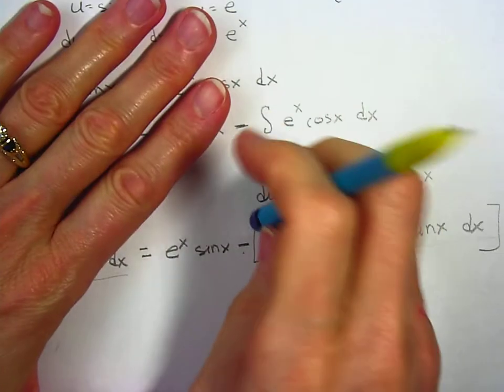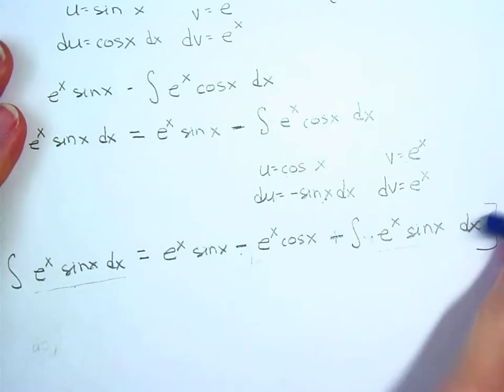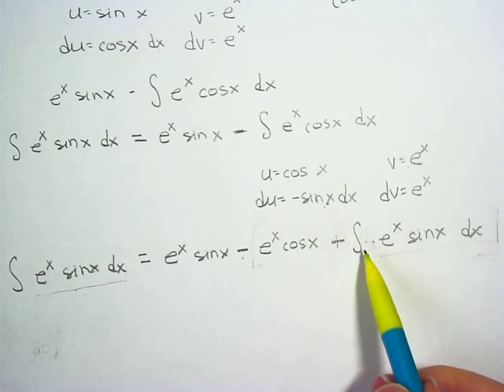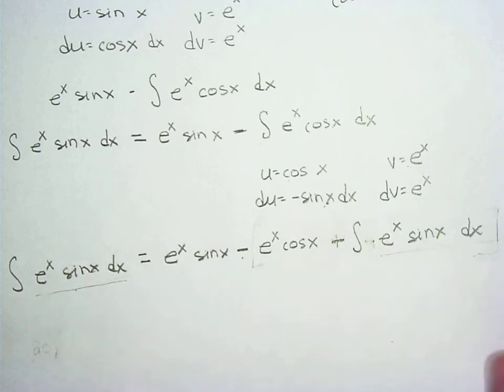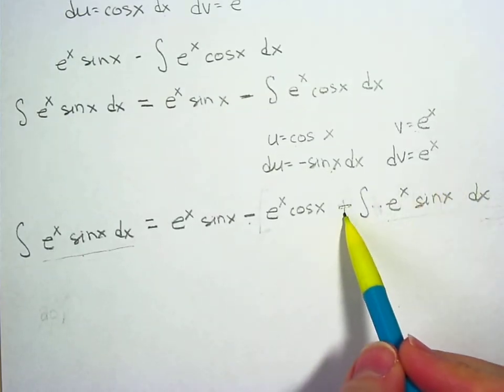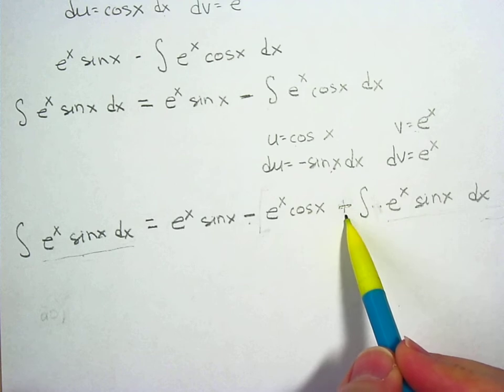Okay, so I guess I can get rid of these brackets. So I want this whole integral over here. I think you want to gather what you're solving for on one side. So I would add this to both sides.